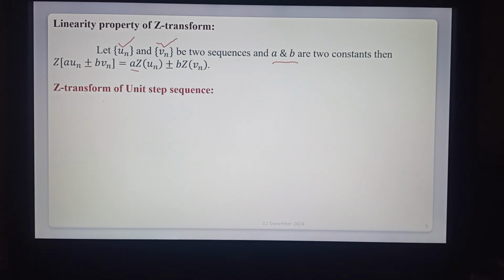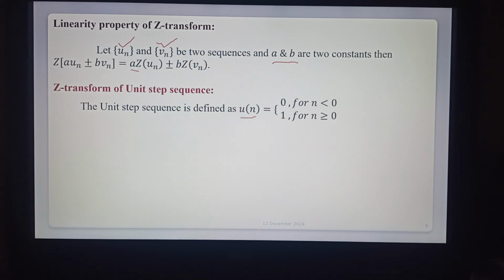Okay. So next one, Z transform of unit step sequence. So this is the definition of unit step sequence, that is u of n is equal to unit step sequence only, where u of n is equal to 0 for n less than 0. Okay, now u of n is equal to 1 for n greater than or equal to 0. This is defined as the unit step sequence.